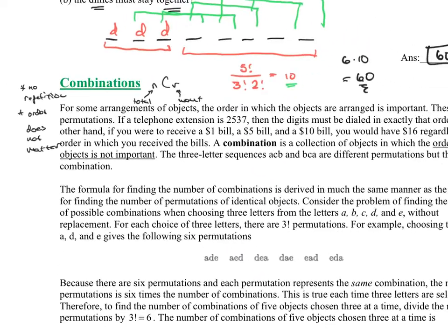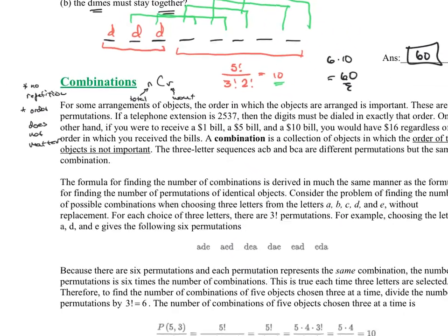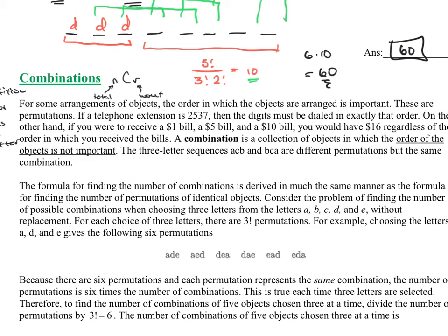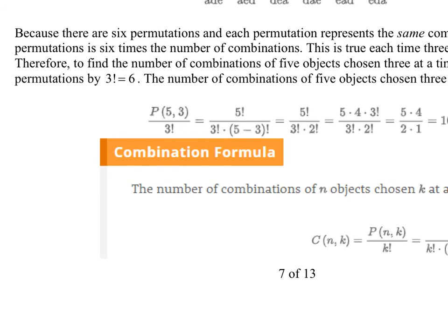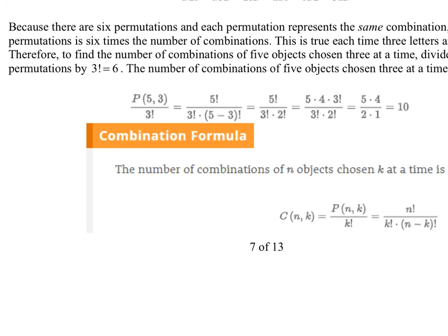So go ahead and read through these paragraphs, and it will kind of explain that to you. They give a good example with a $1 bill, a $5 bill, and a $10 bill in your wallet. It doesn't matter which order those bills are in, you still have a total of $16 in your wallet. So what's the difference? It's fewer because order doesn't matter. So the number of combinations when order doesn't matter is always smaller than when order does matter.